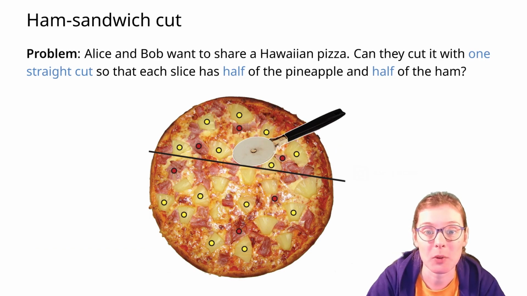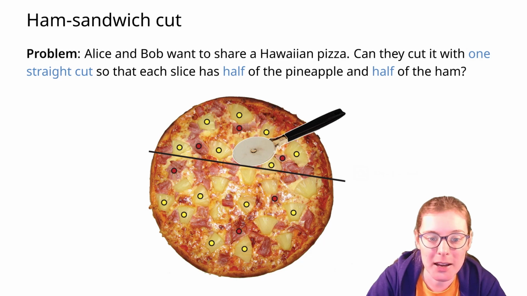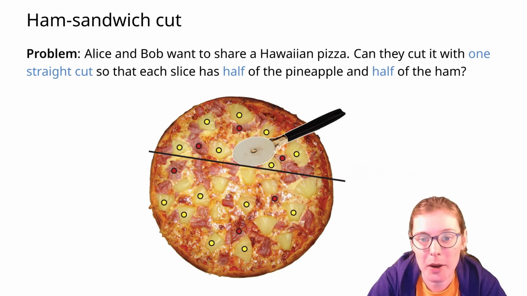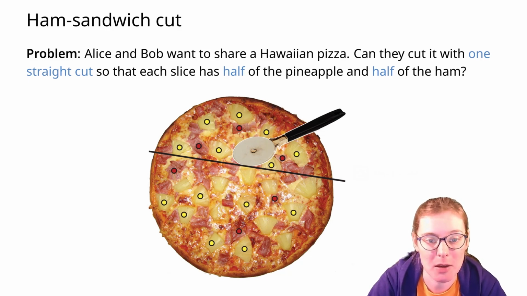And finally, one more problem. Alice and Bob want to share a Hawaiian pizza, and we mark pineapple with yellow dots and ham with red dots. And they want to cut this pizza so that each one of them gets the same number of pineapple pieces and the same number of ham pieces. How can we find such a cut?